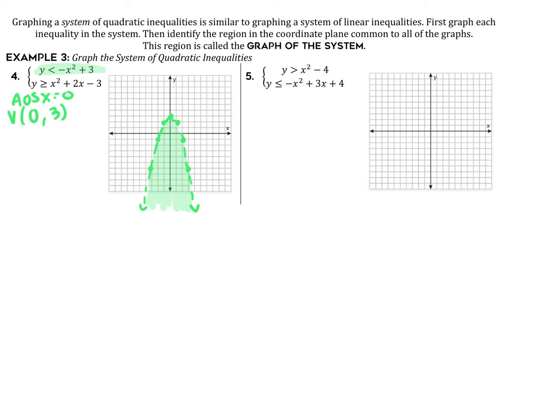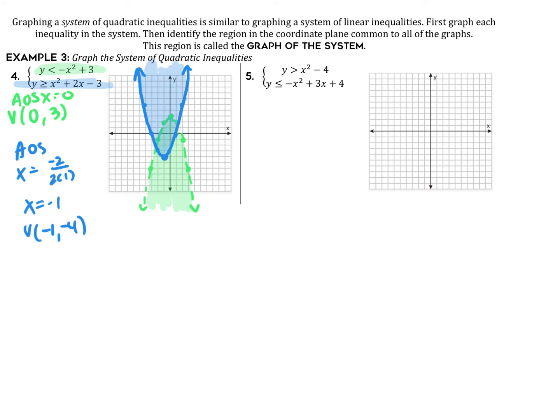Now go ahead and do the exact same thing, if you have a different color, with a different color for our second quadratic inequality. So this quadratic should be a solid quadratic, axis of symmetry x equals -1, vertex -1, -4. Greater than means that I should be shading above.